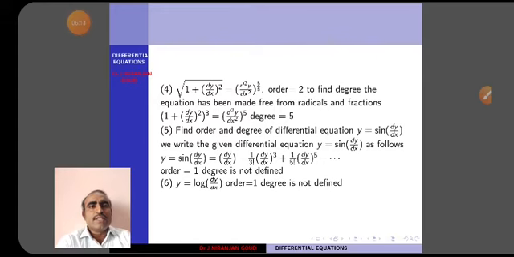See one more interesting example. Find the order and degree of the differential equation y is equal to sine of dy by dx. In this equation, you have only first order derivative, so the order is 1. To find the degree, first expand sine of dy by dx.